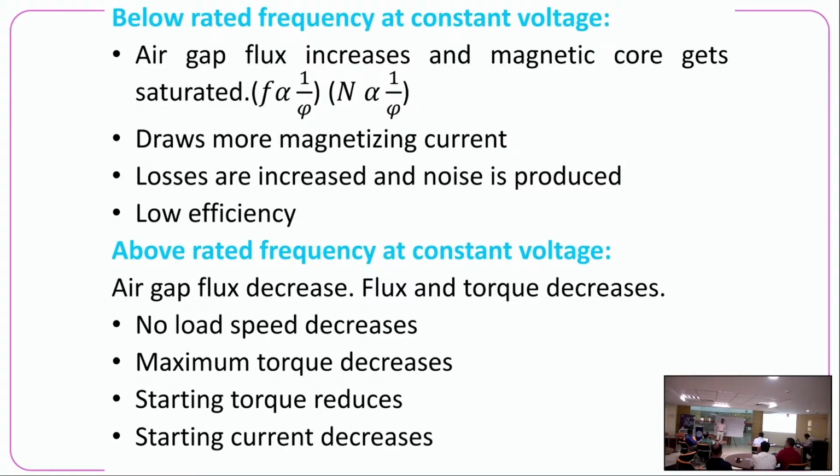So flux is inversely proportional to frequency, hyperbolic. When frequency reduces, flux increases. That is the problem. So flux should be maintained constant at the rated value. For maintaining the flux constant at the rated value, the V by f ratio should be maintained constant. If V by f is constant in this equation, then flux phi is also constant, which is the rated value. That gives the best operation. So V by f ratio should be constant.